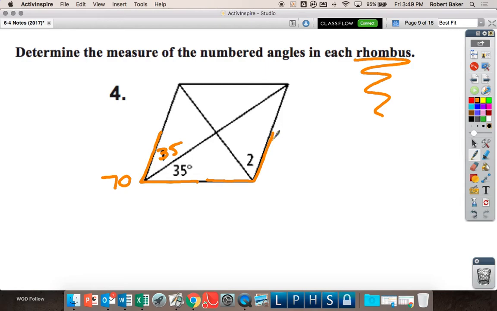110. Do those two angles add up to 180? Yes, because it is a parallelogram. Now, this diagonal cuts the 110 degree angle in half. So what is half of 110? 55 and 55.